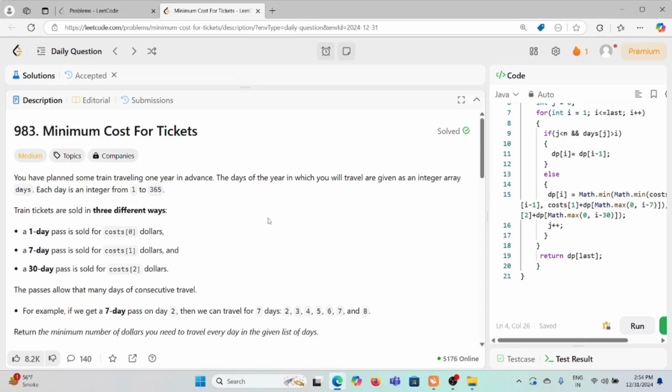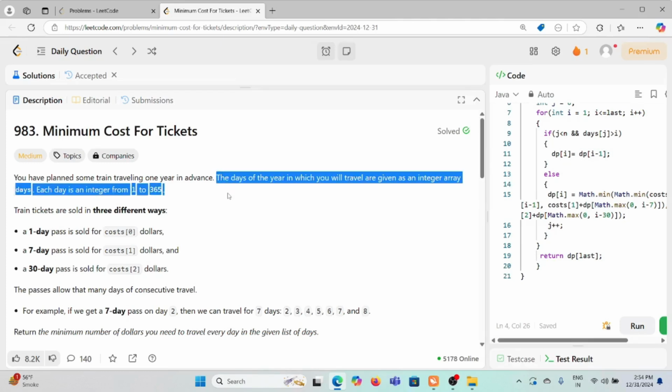Everyone. So today we are solving this problem, minimum cost for tickets. So let's read the problem. You have planned some train traveling 1 year in advance. For example, today is 31st December 2024. And let's say for 25, the whole year is ahead of us.